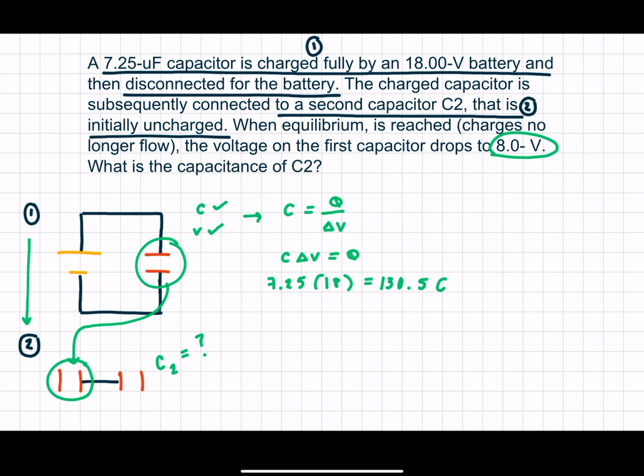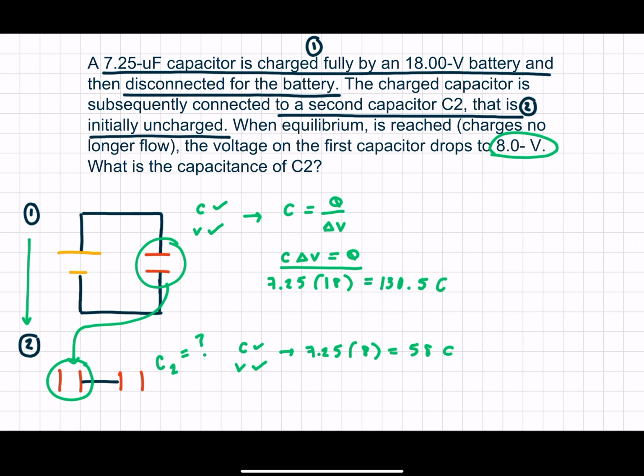So what that tells us is that in the second scenario, our capacitance is still the same as it was originally. The capacitor's capacitance does not change, it stays the same. We also know what the voltage is. It drops to 8 volts. So again, we can use the same equation as above to figure out how much charge the capacitor has in the second part of the question. We would simply put 7.25 times 8, which is 58 coulombs.